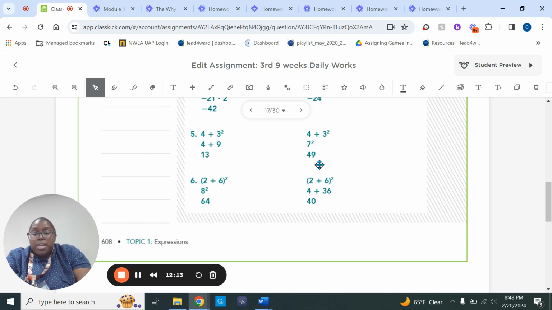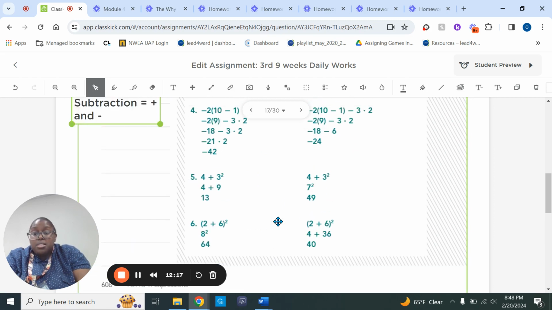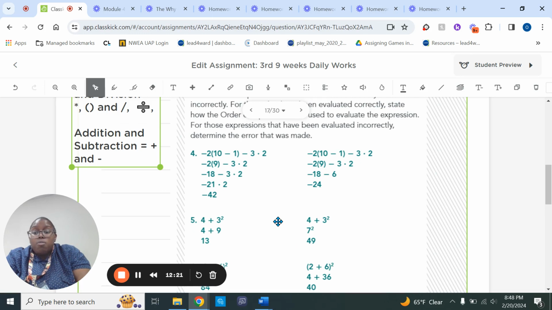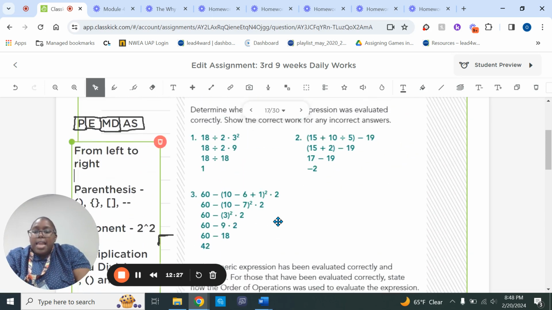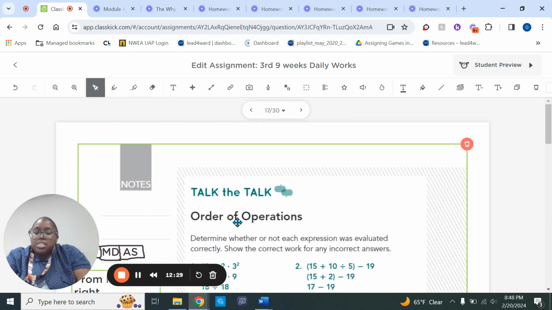All of it is repeat, but notice the answers are different. So one of them is going to be correct. They solved it correctly. The other one, they solved it wrong, but what did they do wrong? You just have to tell me the what, and that's it. So that is all that is to this assignment.